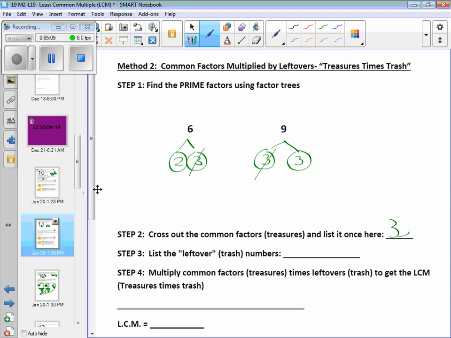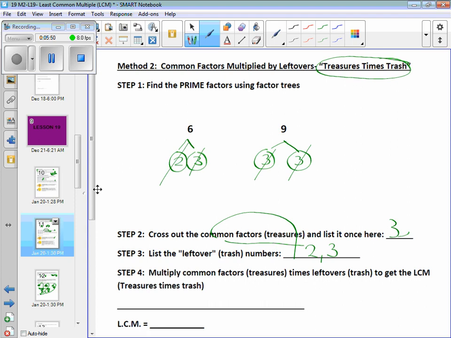Okay, now, ready? This method is called treasures times trash. Your common factors are your treasures. Gold, okay? Your diamonds, you like those. Those are our treasures. Anything that gets left over, left behind, are your trash numbers. Those are the numbers that are circled but not crossed out. What's circled but not crossed out? A 2 and a 3. List them both. Now I can cross them out.